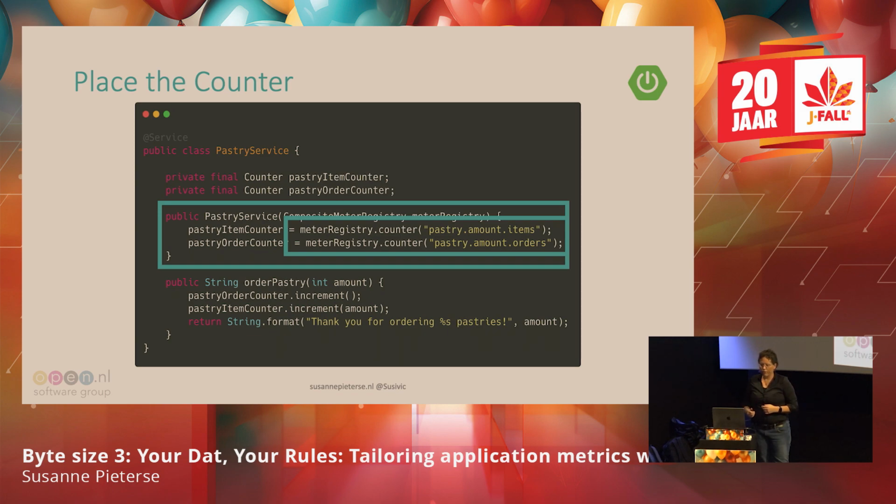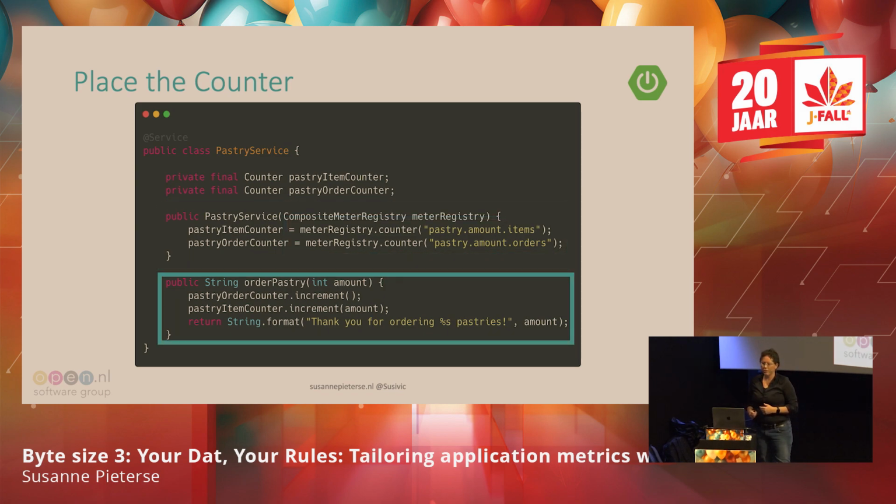When you have registered your counter to the registry, you start using it, and this is the amazing method that I have in this service. The only thing it does is say thank you for ordering. But here I put in the counters, and the important method that a counter has is increment, and the default value is 1. That's why I can use it for every time it's ordered. I use the default one, and you can also put in an integer, and with this you count the amount of pastries that were ordered.